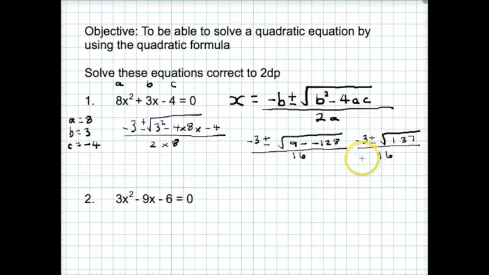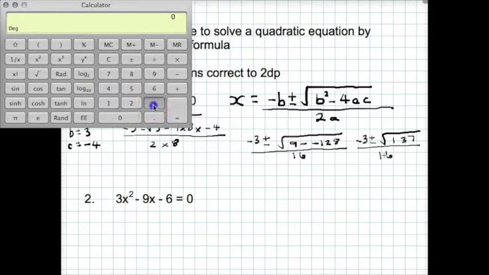So then we move to our calculator, and the way I do this is type in the top line first and then divide it by 16. You can use your fractions button on the calculator. So if we now type in the first one, so we're going to put minus 3, and we do plus the square root of 137, and that equals 8.70, then divide that by 16, and that's going to give us our first answer. So x is going to equal, first one is going to be 0.54 to 2 decimal places.